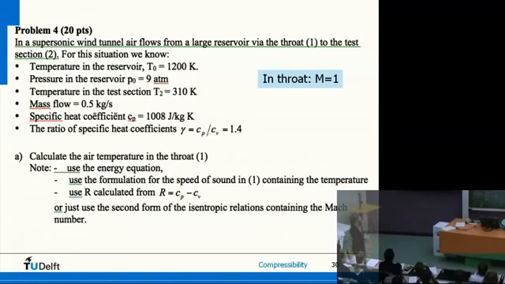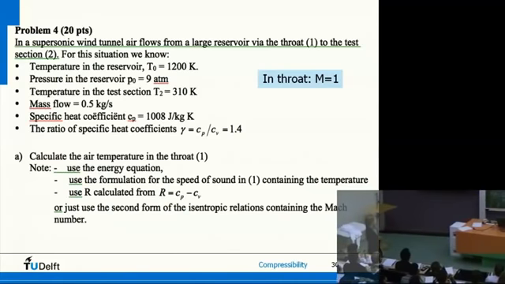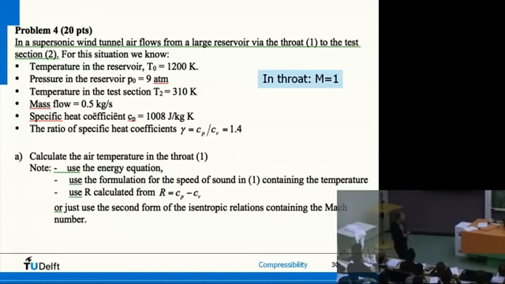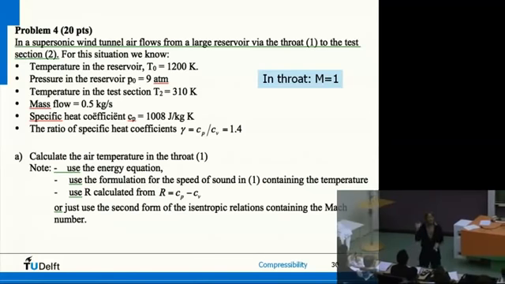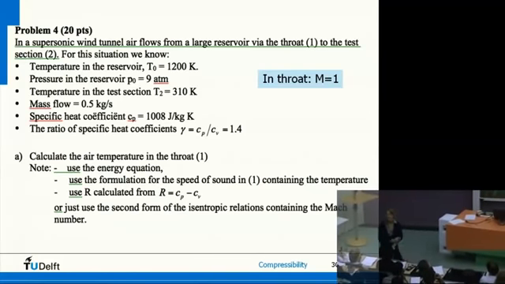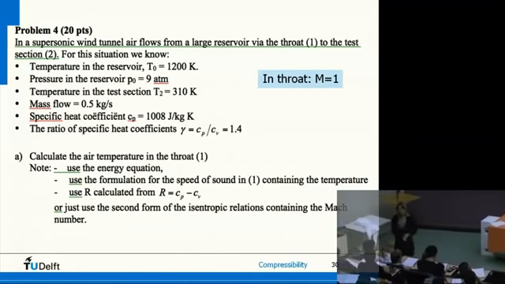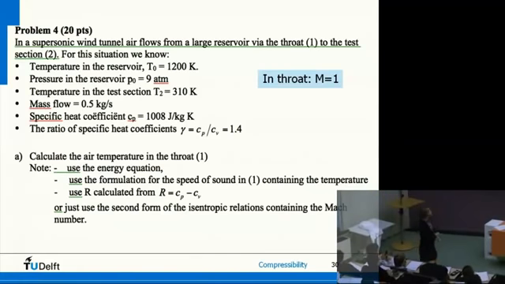We have a few things given. Temperature in the reservoir, 1200 Kelvin. Pressure in the reservoir, 9 atmospheres. Quite high pressure; we actually have a pressure vessel for our supersonic wind tunnels. Temperature in the test section, 310 Kelvin. Mass flow is given, 0.5 kilograms per second. The specific heat coefficient for air, 1008 joule per kilogram Kelvin. And the ratio of specific heats is 1.4.